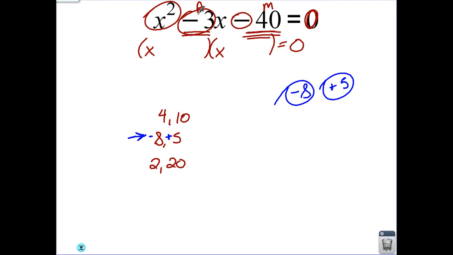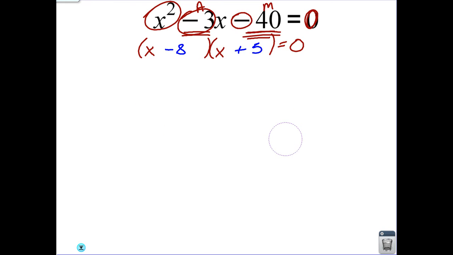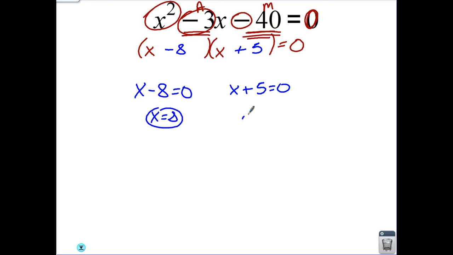Negative 3. So, give me negative 3 that multiplies to give me negative 40: a negative 8 and a positive 5. And JC told us a while ago if two numbers or two values multiply to give you 0, then one of them has to be 0. Solve for x: move 8 over by adding, move 5 over by subtracting.